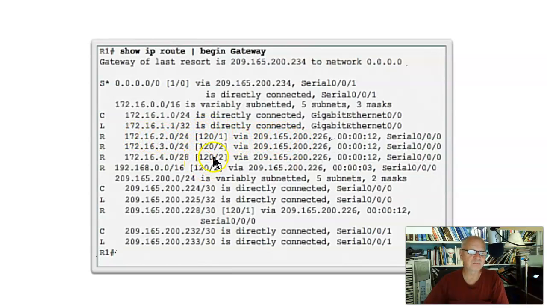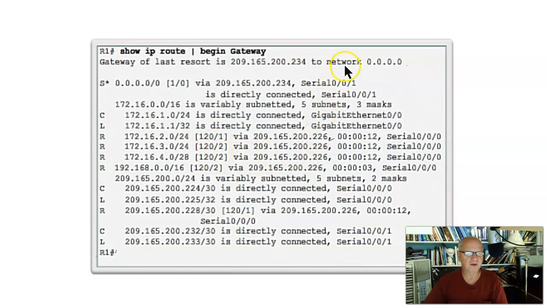So that explains what these numbers are over here. These are administrative distance and metric. And you'll just want to remember that directly connected is most reliable. Static route is second most reliable. And then whatever the administrative distance is for each individual routing protocol is next, as well as the metric.